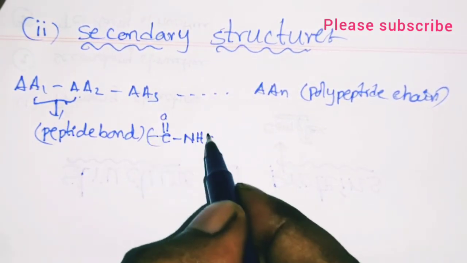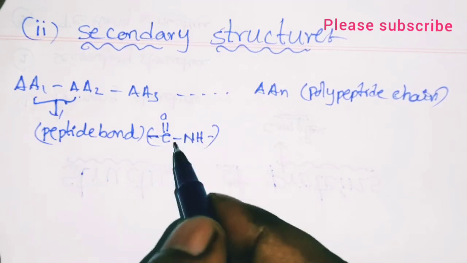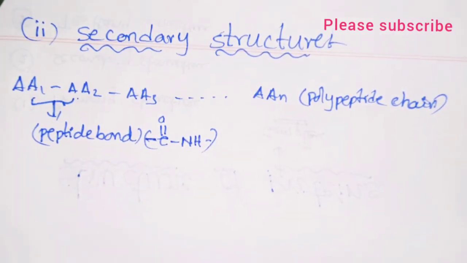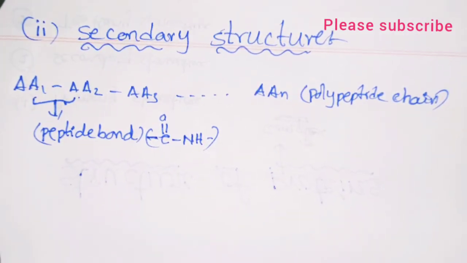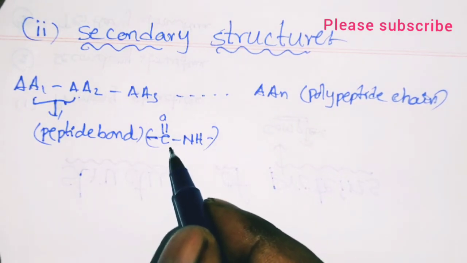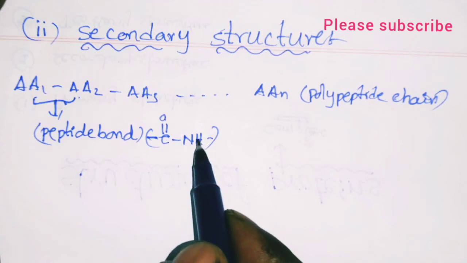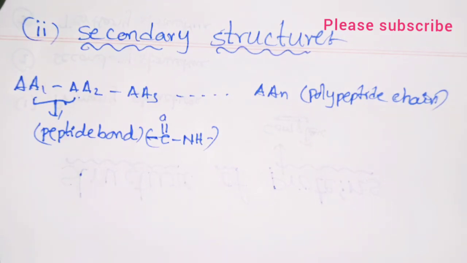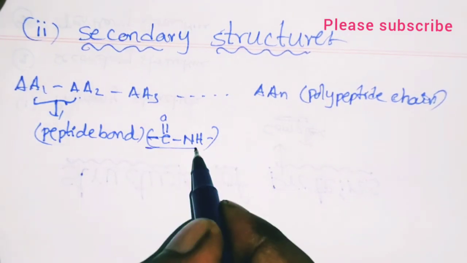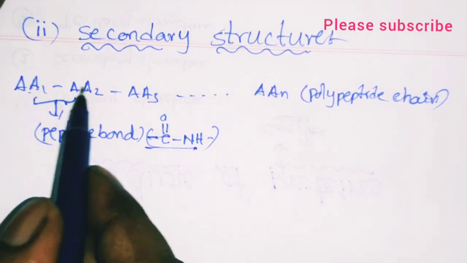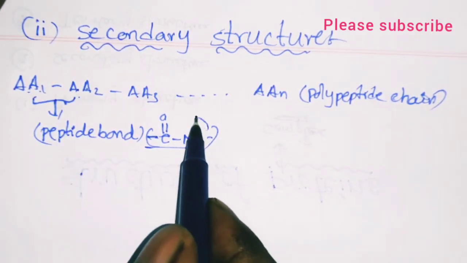Before this class, I already explained the peptide bond. Once you check that class, you'll see what is meant by a peptide bond. In this peptide bond, CONH is there. This is an amide group. That means between the two amino acids, the CONH group is present.